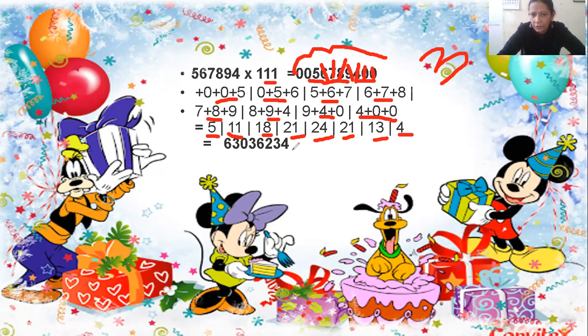See, 4 is the single digit number, write down 4 as it is. From 13, you will write down only 3 at the unit place. 3 you will write down at the unit place, 1 you will carry forward. What will you do with 1? You will add 1 with this 21. So 21 plus 1 is equals to 22. So from 22, you can only write down 2 at the unit place and 2. Now you will carry forward this 2. Okay. 2 you will carry forward and add with 24.